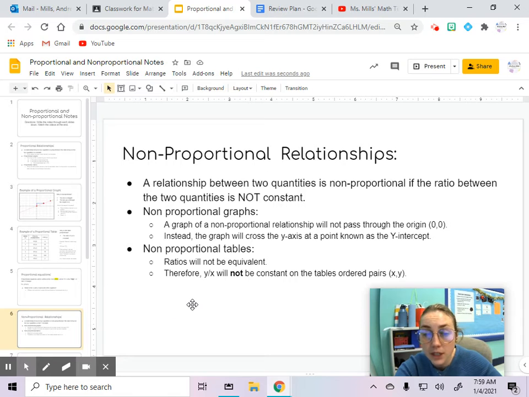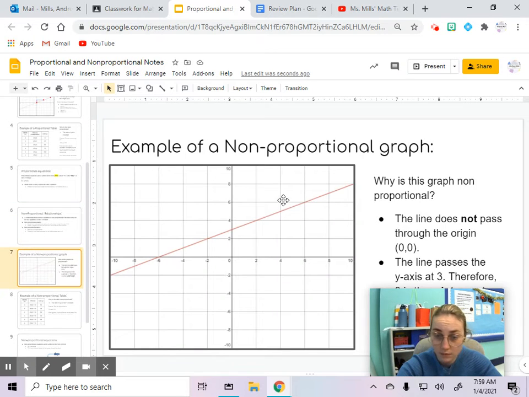All right, so non-proportional relationships. When you're looking at a graph, if the line doesn't pass through the origin, it's not proportional. That's all you have to look for there. This line does not pass through the origin. It looks like it crosses the y-axis at positive 3, which is right here. So that means the y-intercept is positive 3. That's a big thing. But it's not 0. So if the y-intercept is not 0, that means this line crosses anywhere but 0, and that means it is a non-proportional graph.